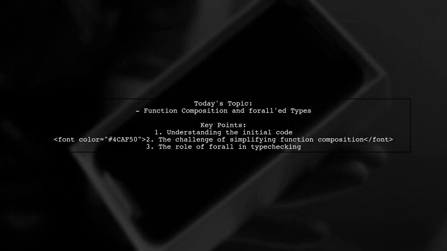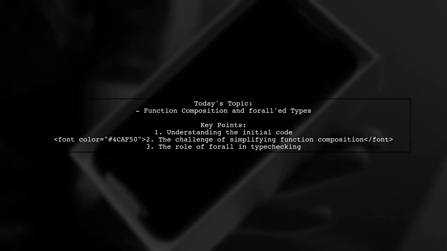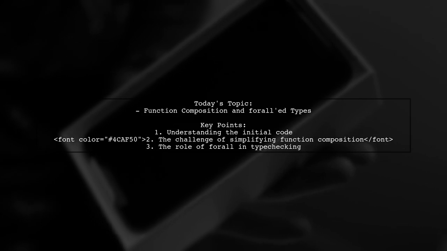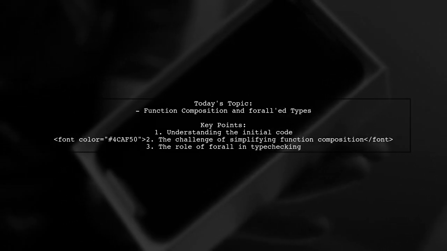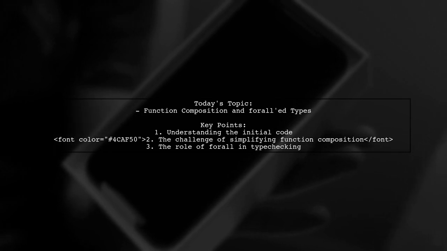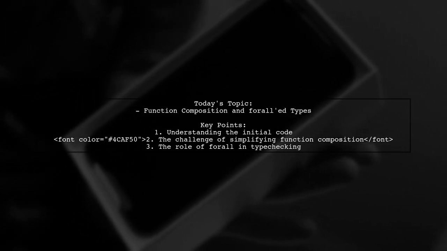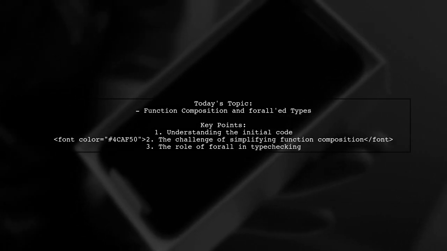Welcome to our exploration of advanced Haskell concepts. Today, we're tackling a fascinating question about function composition and Forall types. Our viewer has shared some intriguing code that type checks perfectly, but when they attempt to simplify it, they run into some unexpected type errors. Let's dive into the details and uncover why the use of Forall is causing these issues.